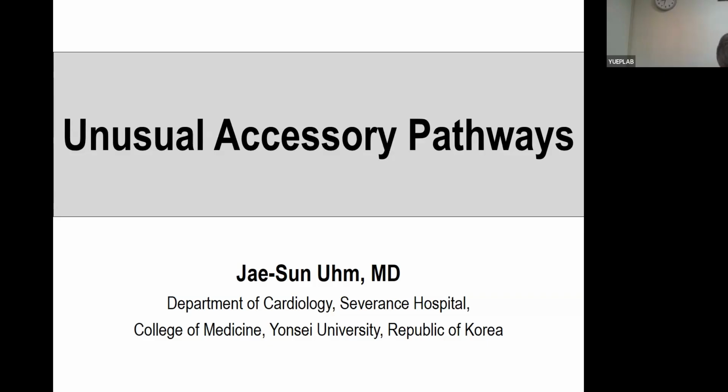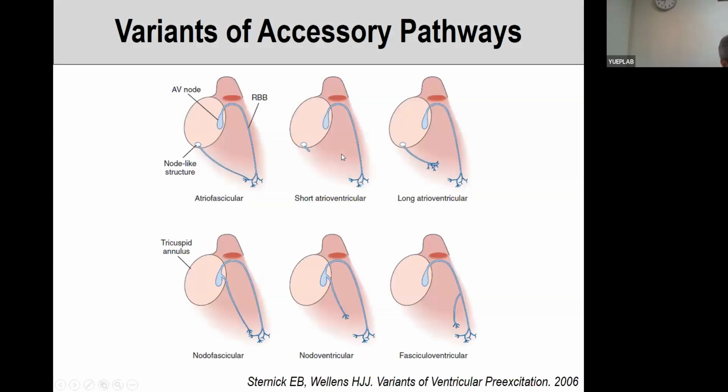Today I would like to talk about unusual accessory pathways. There are 6 kinds of unusual pathways. I would like to explain the bottom line. The atriofascicular pathway has an atrial proximal insertion at the AV node. The distal insertion is the right bundle or fascicle.